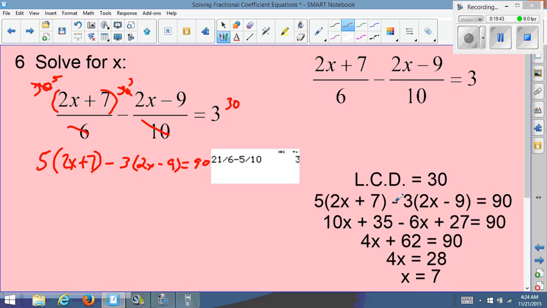And remember, when you multiply minus 3 times minus 9, that'll give you plus 27. Then bring your 10x minus 6x is 4x. And you have 35 plus 27, that'll give you 62, equal 90. Subtract 62, that'll give you 28, and 4x equals 28. Divide by 4, and you get x equals 7 again. So there are two ways you can go. You can use the L.C.D. or C.D. Either way, it's a very nice way of having fun with these equations.